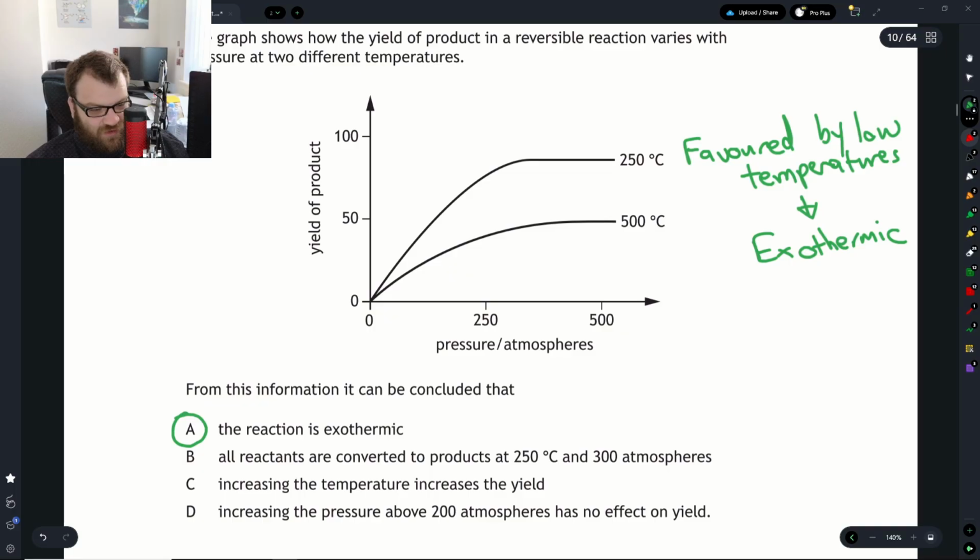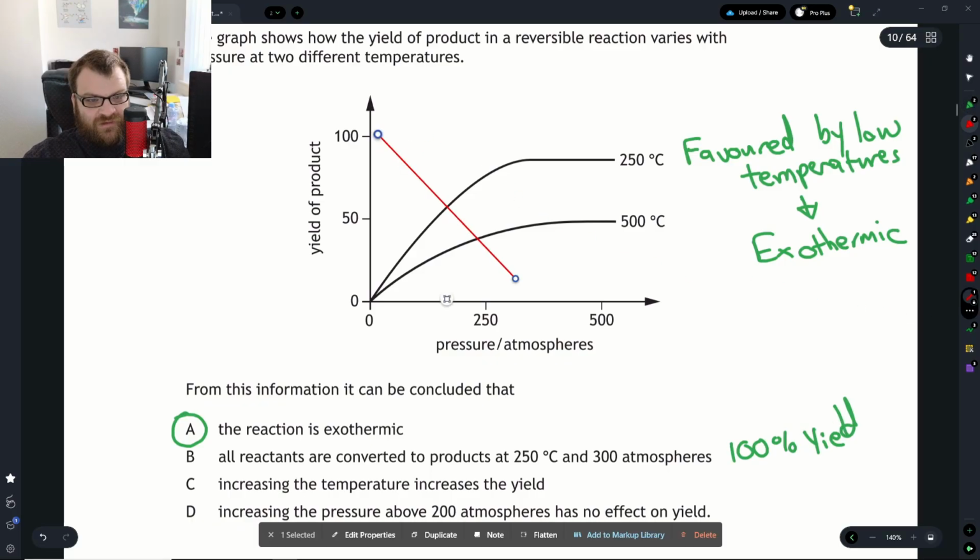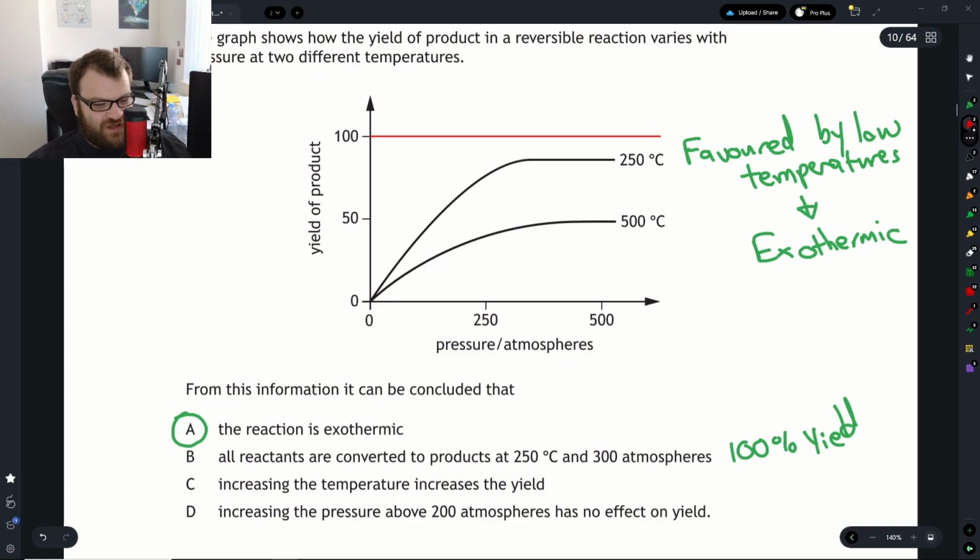Let's look at the other ones. All reactants are converted to products at 250 and 300. This would mean that you'd have 100% yield. There's no set of conditions in this graph that give us 100% yield. That would have to go roughly along there. We have no conditions that give you 100%, meaning that B is incorrect.